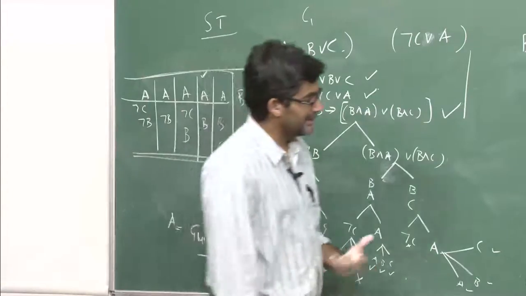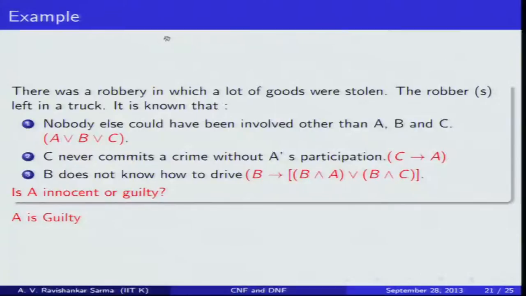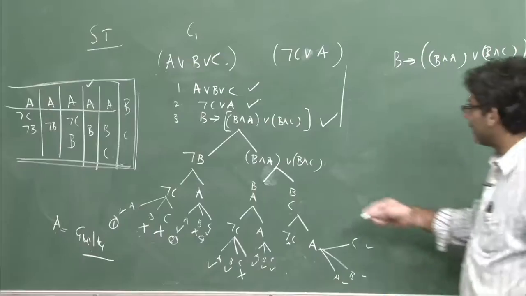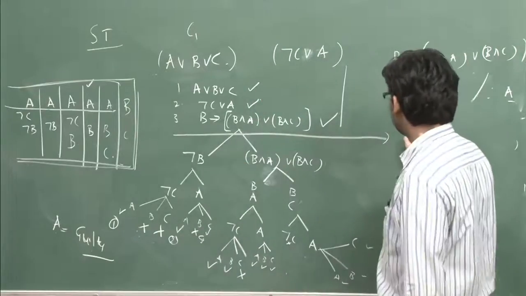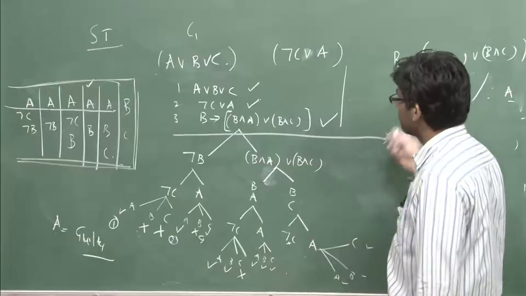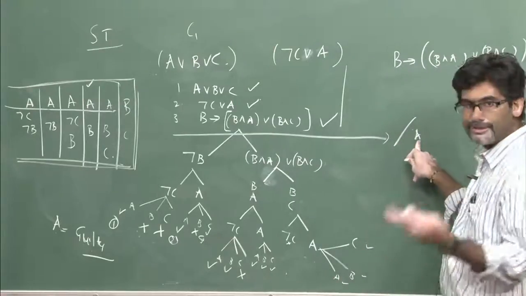So a particular example can be done in n number of ways. So in natural deduction, what you will do here is, from A or B or C and not C or A and all these things, what essentially you do is list out all the premises. So now we need to assume something here. Suppose we start with A is guilty, so that is the original conclusion.